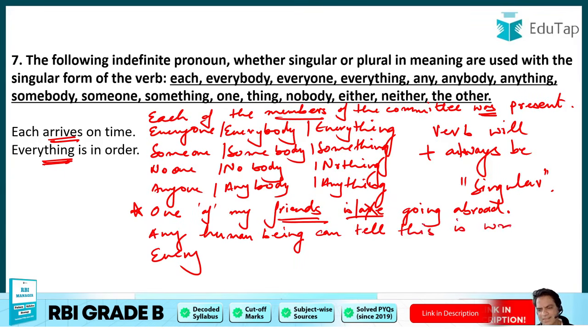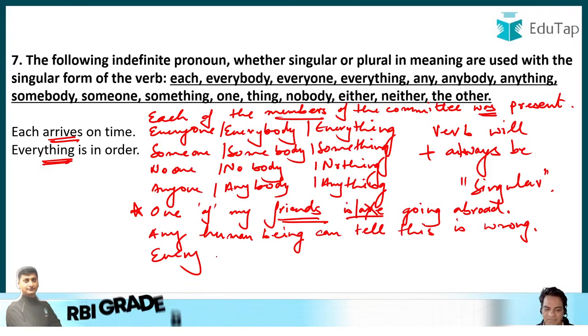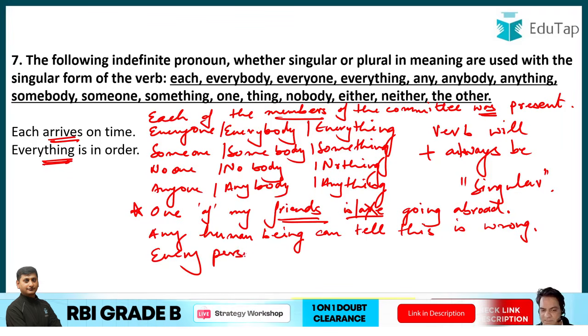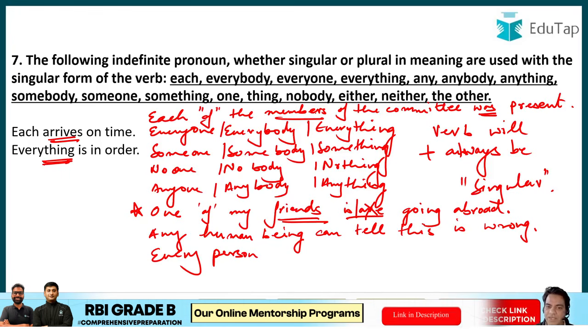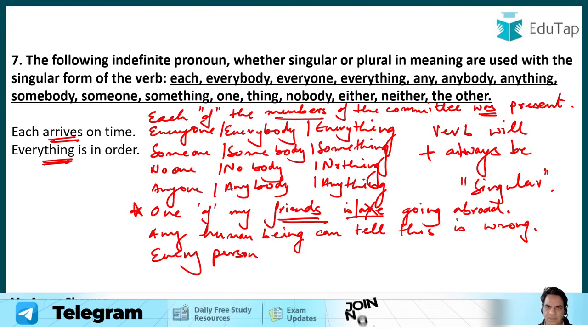So any human being, not beings; every person, not persons. See, when we are not using of, then the noun will be singular. But if we use of with these words, then the following noun has to be plural because you are choosing one individual out of many. So of is basically used for choice out of many.